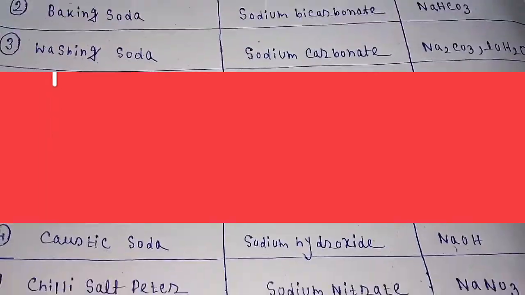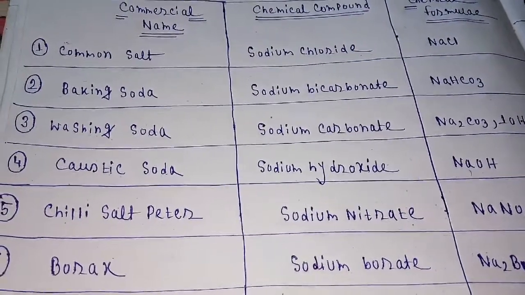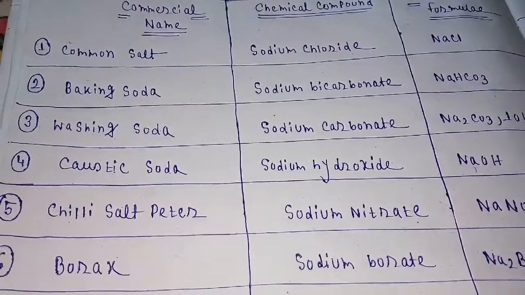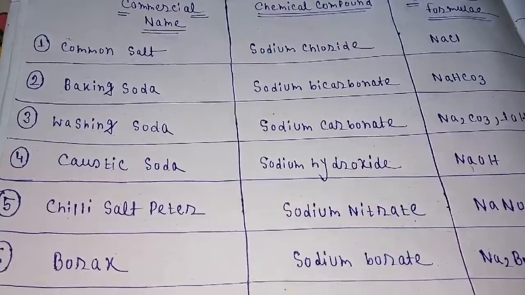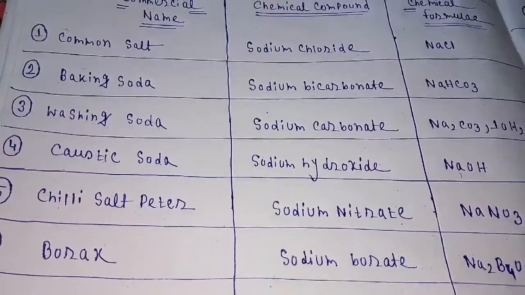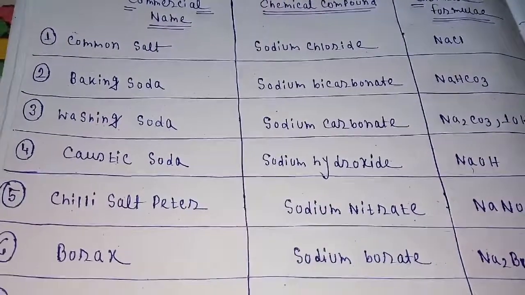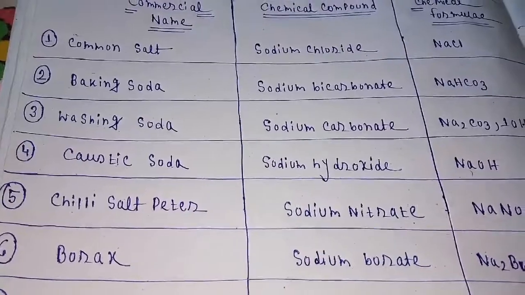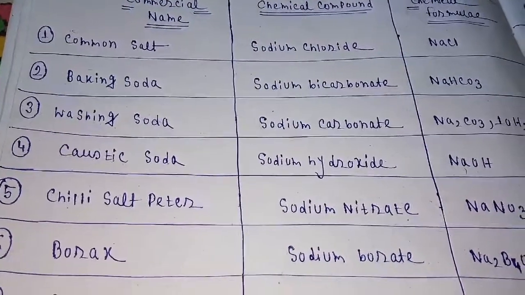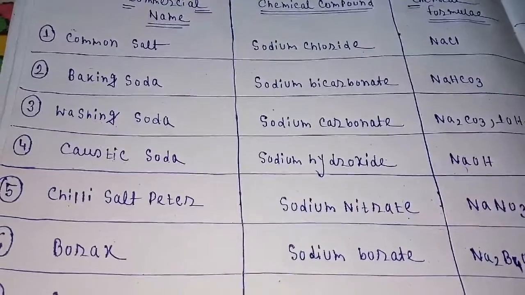Today's topic is General Science, and here are some chemical names, commercial names, chemical compounds, and chemical formulas. So let's start. Number one is common salt, whose chemical compound name is sodium chloride and chemical formula NaCl.